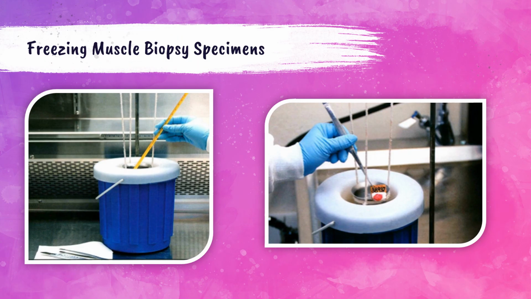Now the photo on the left-hand side shows the temperature of the isopentane being checked with the thermometer. Again, it must be at negative 150 degrees Celsius before the muscle is put into the liquid. The photo on the right-hand side shows the cork with muscle biopsy being submerged into the isopentane. Remember, the isopentane is in that metal container there, and then of course this is the liquid nitrogen in that container.